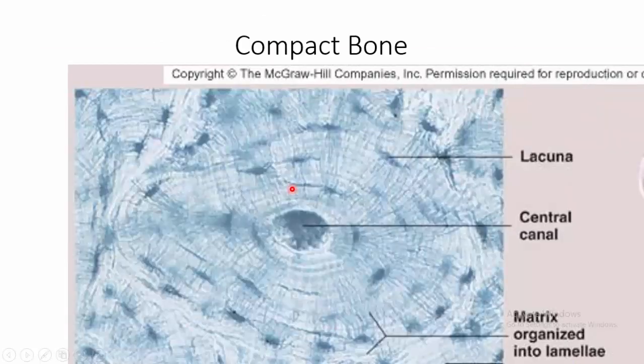Here's another type of connective tissue. This is compact bone. It's arranged in the shape of targets, like bullseyes. See the concentric layers of matrix, and then the dark areas are the osteocytes, the bone cells. So again, another example of connective tissue, cells in a matrix.